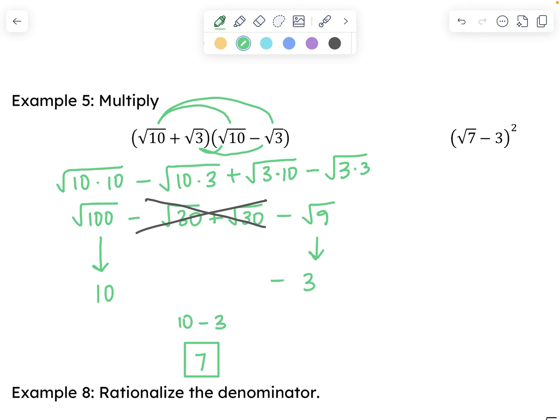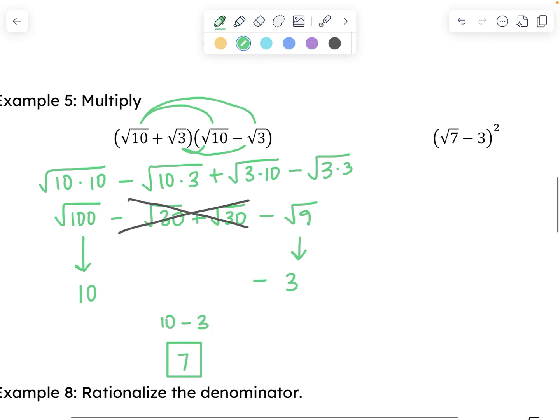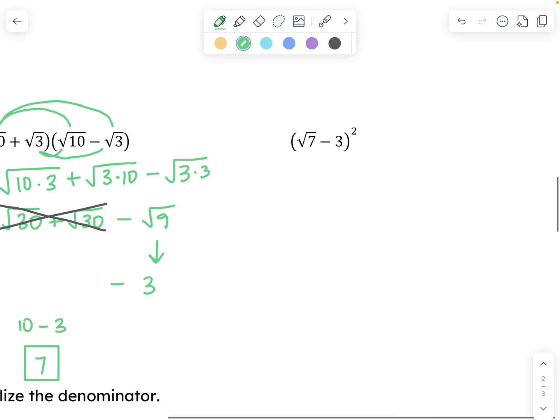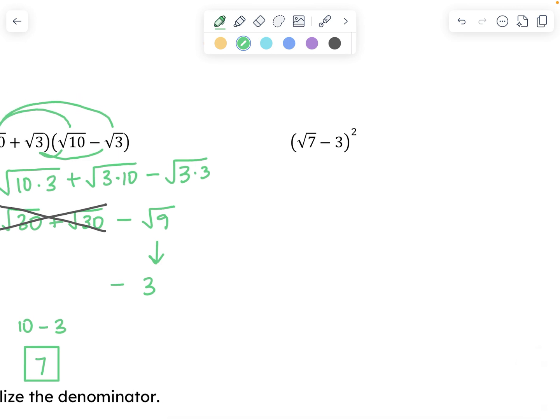Now, that doesn't always happen, but this one it did. So nice and easy. Let's look at the next one. I do have the square root of 7 minus 3 squared. Do be careful with this. You cannot distribute the squared because you have that subtraction there.